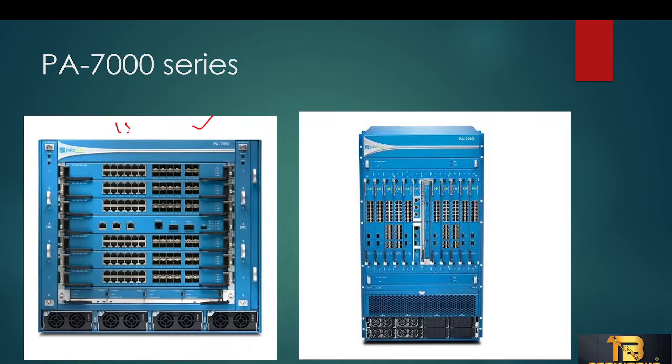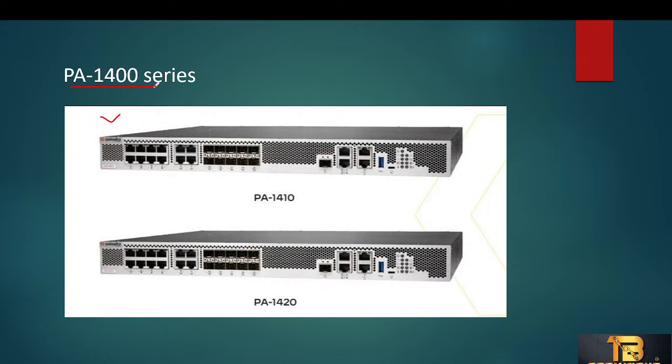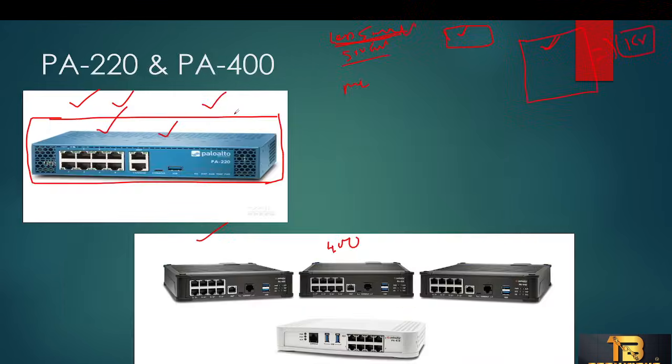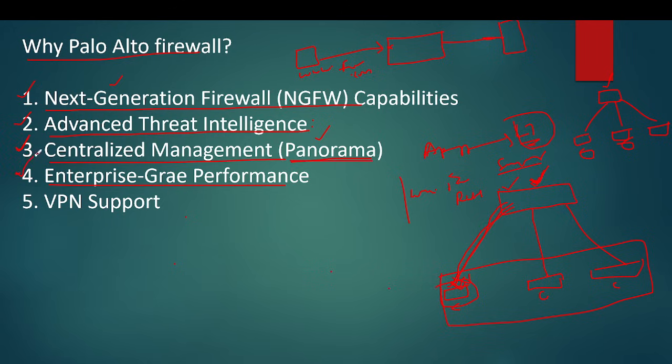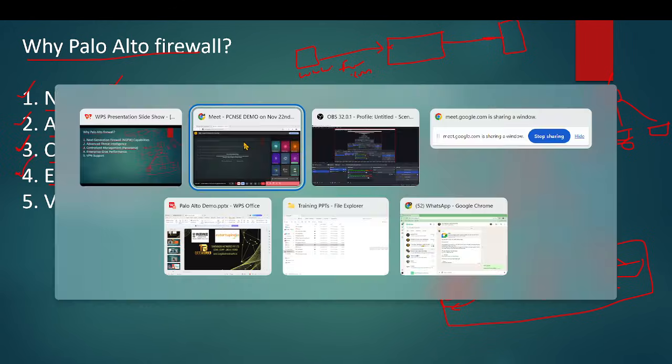For ISPs and data centers, which have multiple customers' traffic, the PA-7000 series is very helpful. The 1400 series firewalls are newly introduced and are also helpful for medium to large-scale companies. That's how enterprise-grade performance is supported in the Palo Alto firewall.